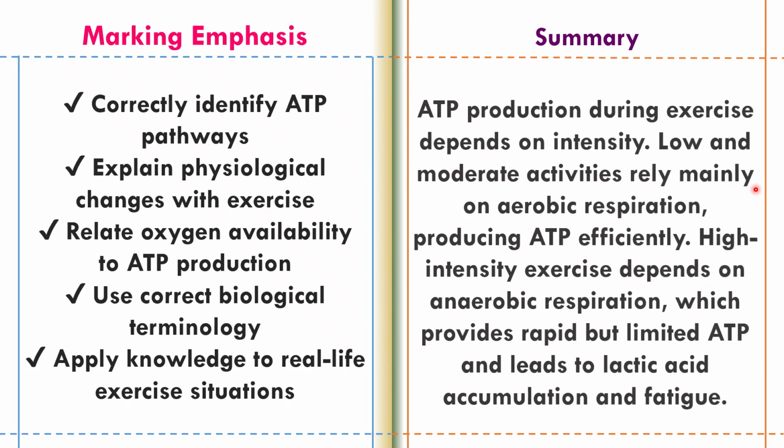Summary: ATP production during exercise depends on intensity. Low and moderate activities rely mainly on aerobic respiration, producing ATP efficiently. High-intensity exercise depends on anaerobic respiration, which provides rapid but limited ATP and leads to lactic acid accumulation and fatigue.